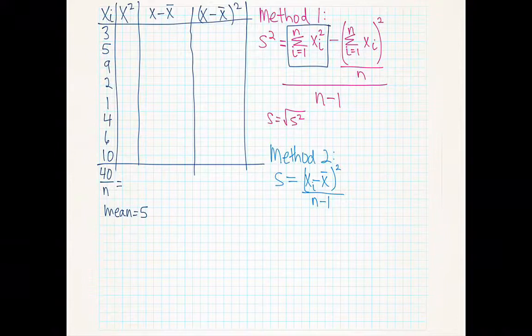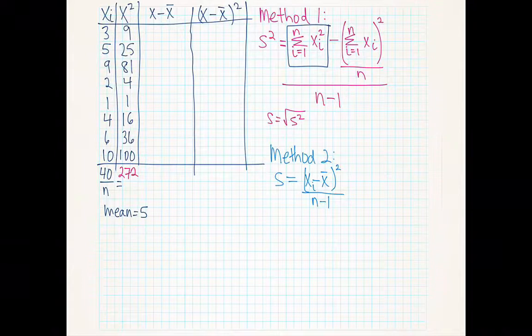So the first value becomes 9, which is 3 squared, then 5 squared is 25, 81, 4, 1, 16, 36, and 100. So that's the first step of just squaring the values. And then our next step is to sum the squares, which gives you a value of 272.